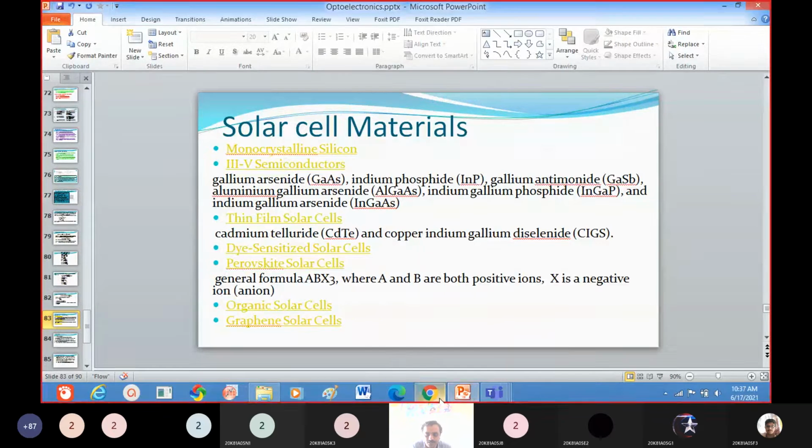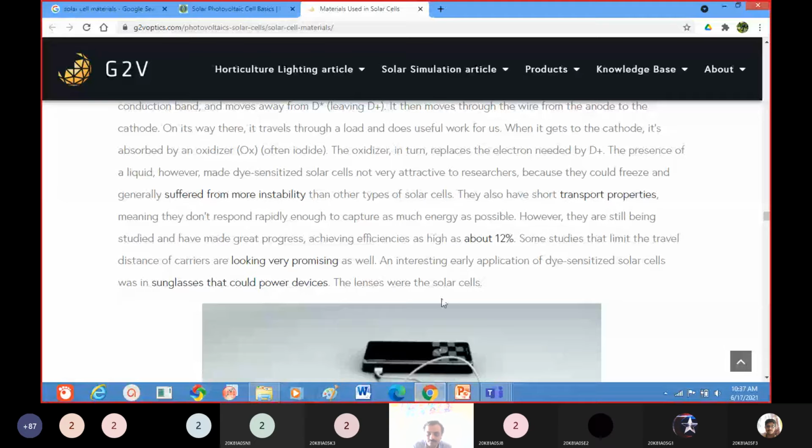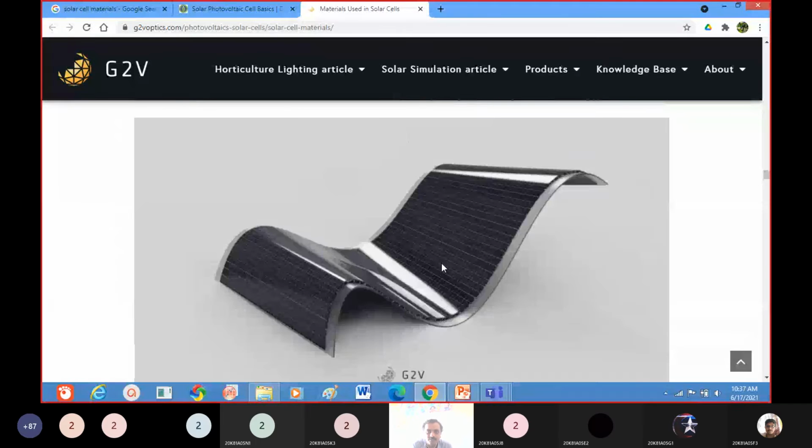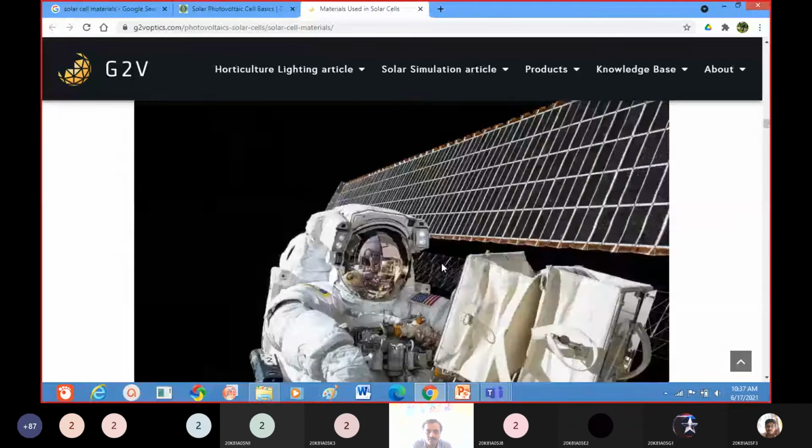I will show you some examples here. See here, different types of solar cells will be there. I will explain them to you.